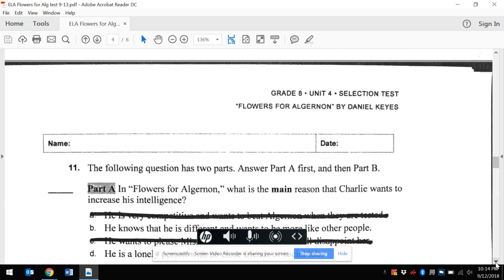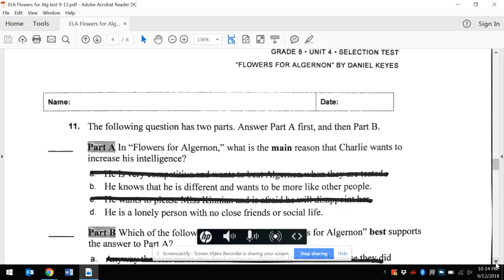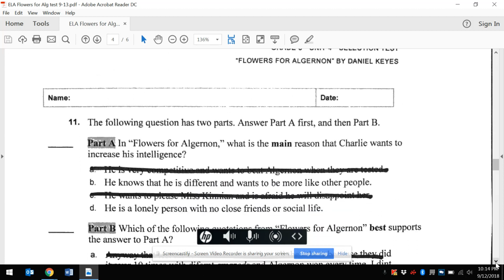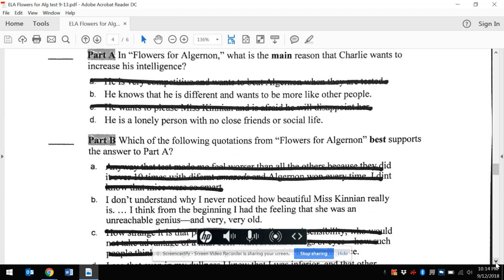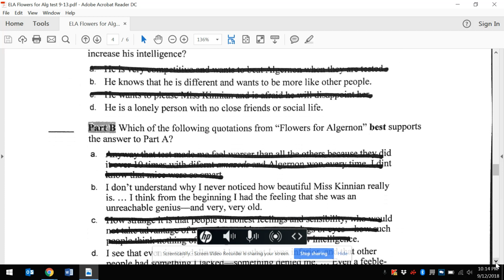Okay, next page, part A and number 11. The following questions have two parts. Answer part A first, then part B. Part A. In Flowers for Algernon, what's the main reason that Charlie wants to increase his intelligence? B. He knows that he is different and wants to be more like other people. Or D. He is a lonely person with no close friends or social life. Part B. Which of the following quotations from Flowers for Algernon best supports the answer to Part A?